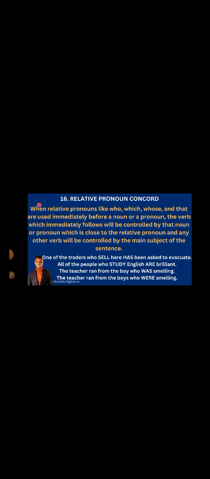When relative pronouns like who, which, whose, and that are used immediately before a noun or a pronoun, the verb which immediately follows will be controlled by that noun or pronoun which is close to the relative pronoun, and any other verb will be controlled by the main subject of the sentence. Let me use the first example to explain it. It says, one of the traders who sell here has been asked to leave.